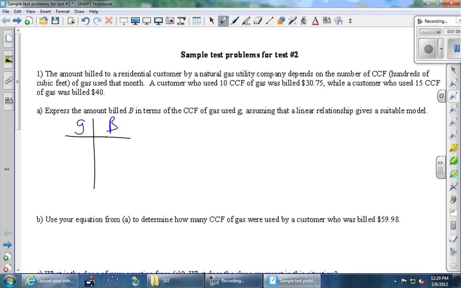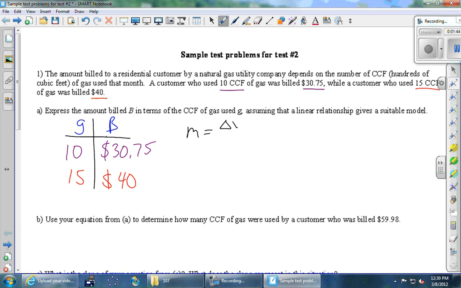And once we've done that, we can fill in the two data points that we're given. We know that 10 CCF cost $30.75. So 10 CCF of gas cost $30.75. And then the other point is 15 CCF at $40. 15 CCF of gas cost $40. All right, and so if we want to find the equation of the line, the first thing we should do maybe is find the slope.